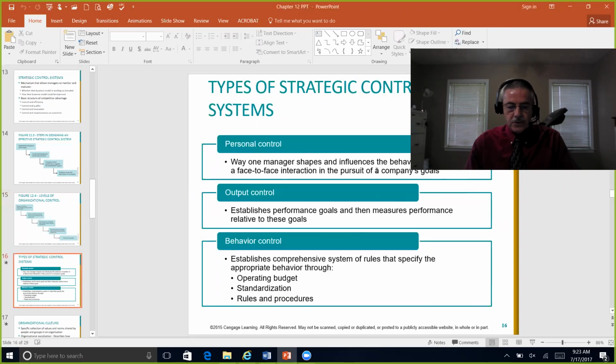The output control is a system by which a strategic manager is estimating or forecasting appropriate performance goals for each division, for each department, for each employee, then how to go about measuring the actual performance relative to those goals. I know, probably like you, we have goals, then we have stretch goals.